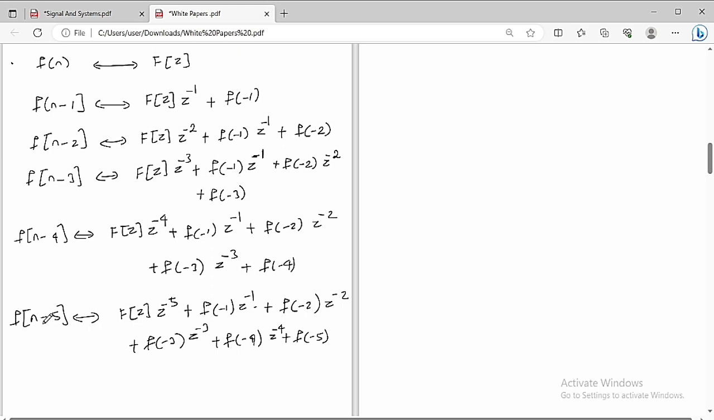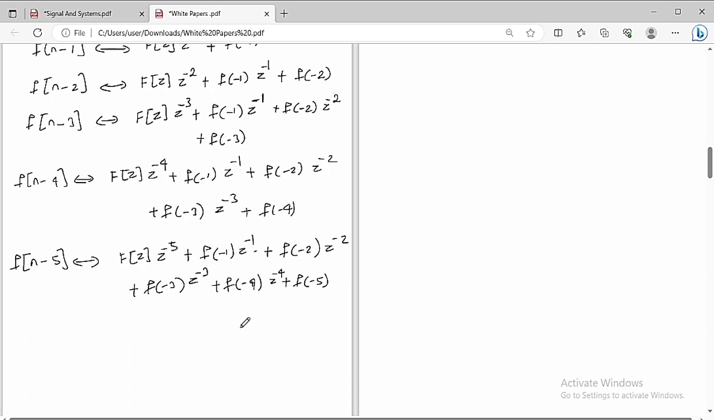Then f of n minus 5. F of n minus 5 means simply, I've already told you how to do this one. F of z into z to the power of minus 5 plus go from minus 1, minus 2, minus 3, minus 4, minus 5. So minus 1 means here also minus 1, here minus 2 means here also minus 2, here minus 3 means here also minus 3, here minus 4 means here also minus 4. So this is what I am trying to tell you.